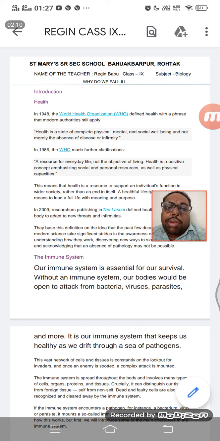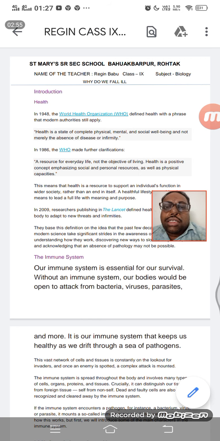According to WHO, health is defined as follows. This definition was given by WHO in 1948, three years after the end of the Second World War. Health is a state of complete physical, mental, and social well-being, and not merely the absence of disease or infirmity. Every time we say that disease means getting fever or some viral infection. No. If we are not physically, socially, and mentally fit, that condition is called ill health.